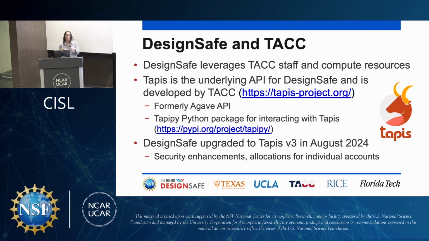So we leverage TAC staff and compute resources extensively. Dan Stanzione, the director of TAC, has been our co-PI. He's still on the management team. He makes sure that we're getting the right staff working together at TAC. We use the TAPIS API, which was developed at TAC, and if you've heard of Agave, that's what it had formerly been called. There are various ways you can incorporate it in your workflows using Tapipy, their Python package for interacting with it.